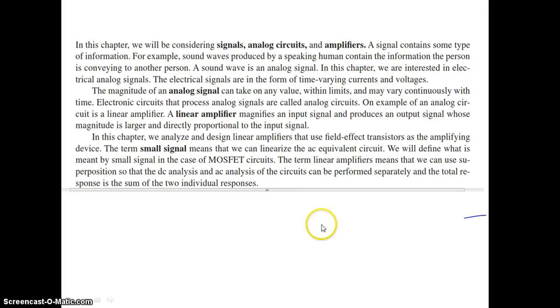So in terms of a linear amplifier, it means you can use superposition, so that DC analysis and AC analysis of the circuit can be performed separately. For a circuit, we can perform both AC analysis and DC analysis, and the total response of the circuit is the sum of the AC response and the DC response. So that is called the total response. Okay, so that is how we are defining linear amplifiers. For a linear amplifier, we can use superposition of DC and AC analysis.